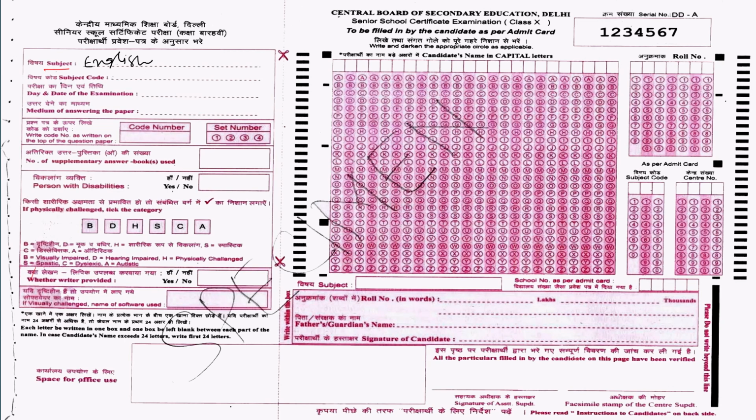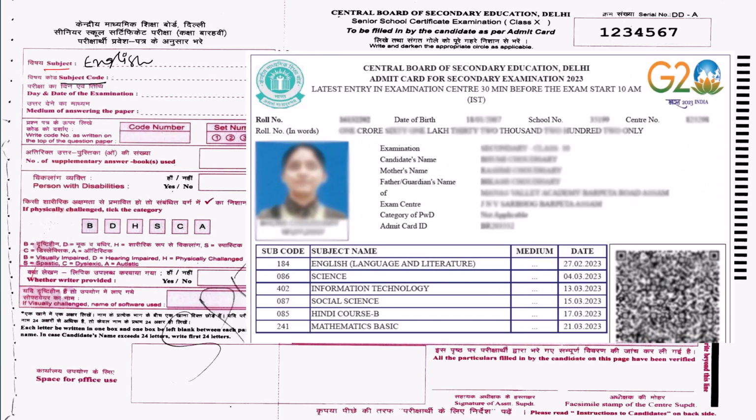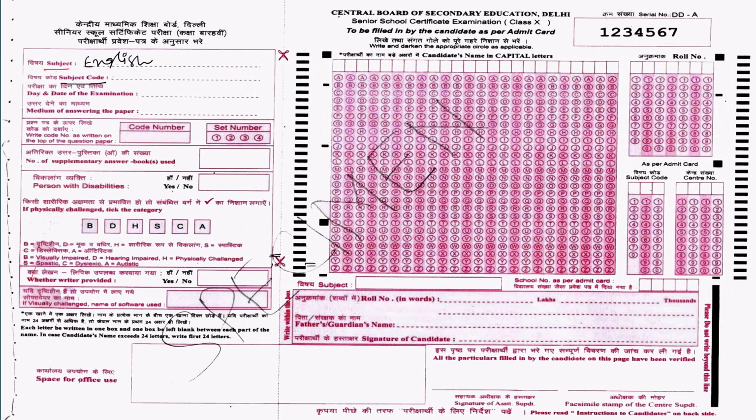The second particular is subject code. Every subject in CBSE has a unique subject code, and this subject code will be printed on your admit card also. If you see the admit card here, all the papers that you are going to appear for, the paper name, and along with the paper name the subject code also will be printed. So from here you can see your subject code, and that subject code you can write here. In our example it is the English subject, so the code of the English subject is 184. So you write here 184.